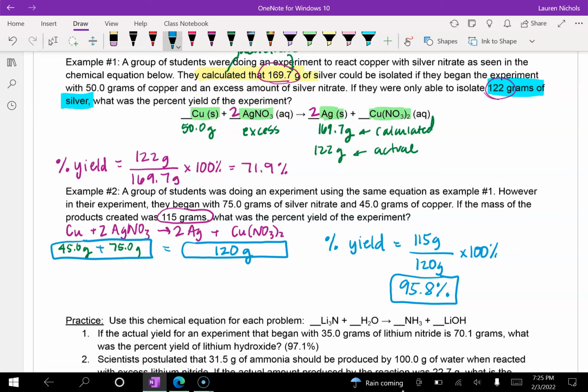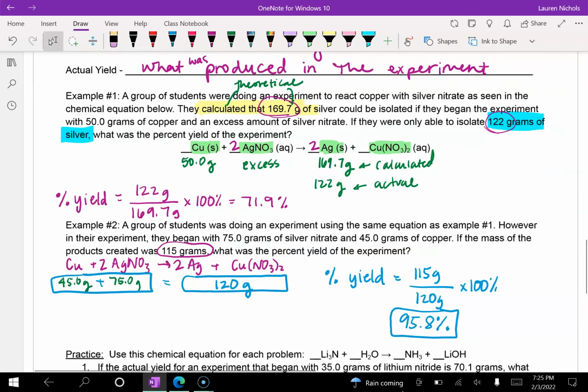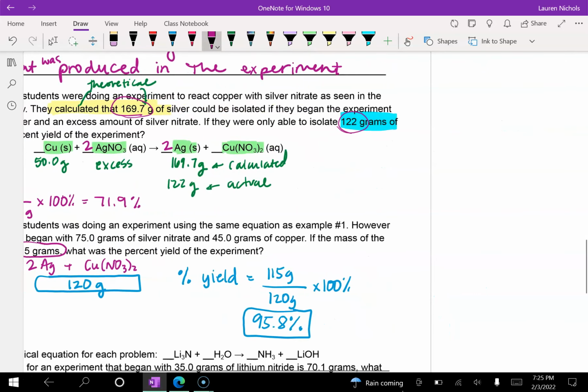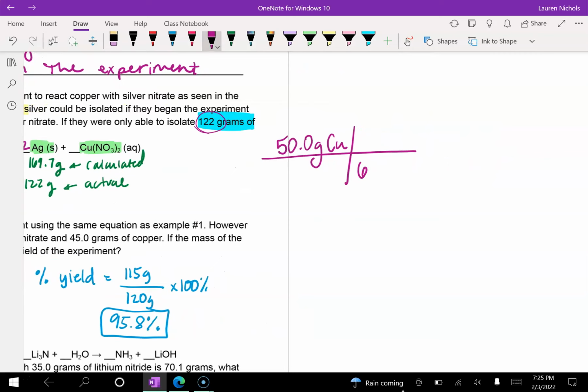Now, remember, one thing that you might have to do for the theoretical yield, which I'm realizing now I did not put an example of on here, is calculate it yourself. In example number 2, we used the law of conservation of matter to get it, but in example number 1, they gave it to us. They calculated it. Since they gave us 50 grams of copper, what we could have done was say, okay, if I have 50.0 grams of copper, we could have converted it using the molar mass of copper, so 63.55 grams of copper for every 1 mole of copper.